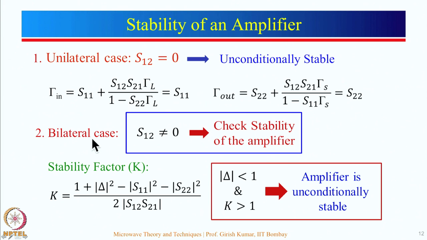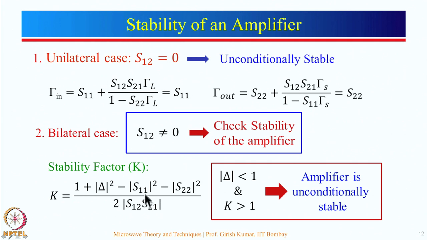Now, for the bilateral case, S12 is not equal to 0, then we have to check the stability of the amplifier. So, to check the stability of the amplifier, we need to do two things. One is we have to see what is the stability factor K value. So, K is given by this particular expression. Later on I will tell you how to derive this particular expression. So, right now let us take this as it is.